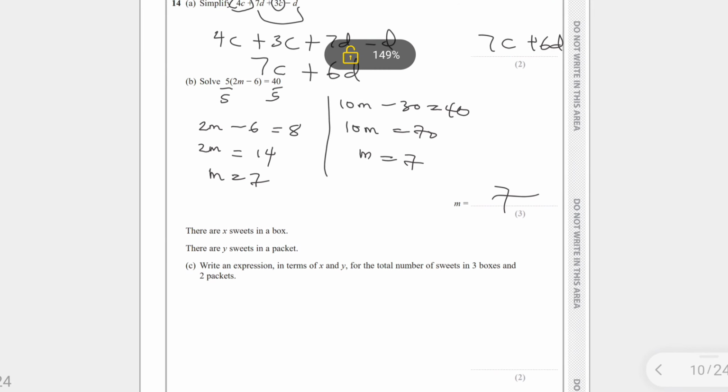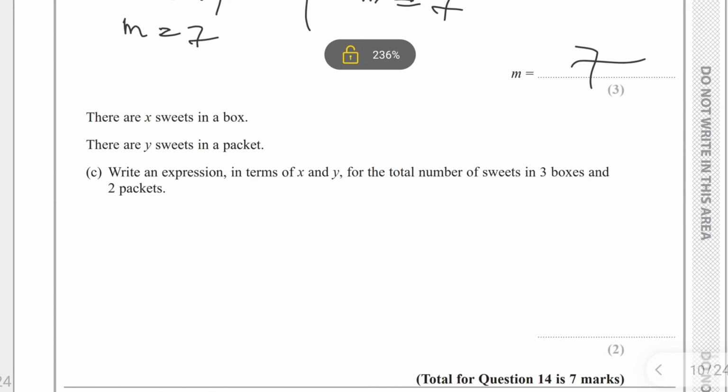There are x sweets in a box and there are y sweets in a packet. Write an expression in terms of x and y for the total number of sweets in 3 boxes and 2 packets. That is simple. So the total number of sweets, t, is going to be 3x, since x sweets are in the box and there are 3 boxes, plus y sweets in the packet, that will be 2y.